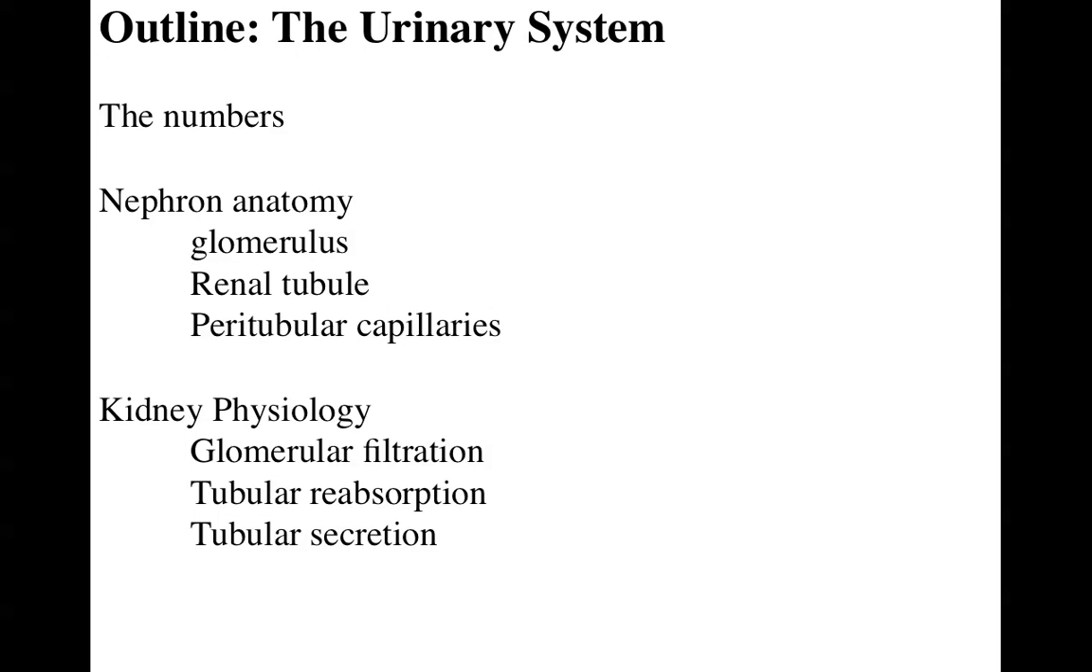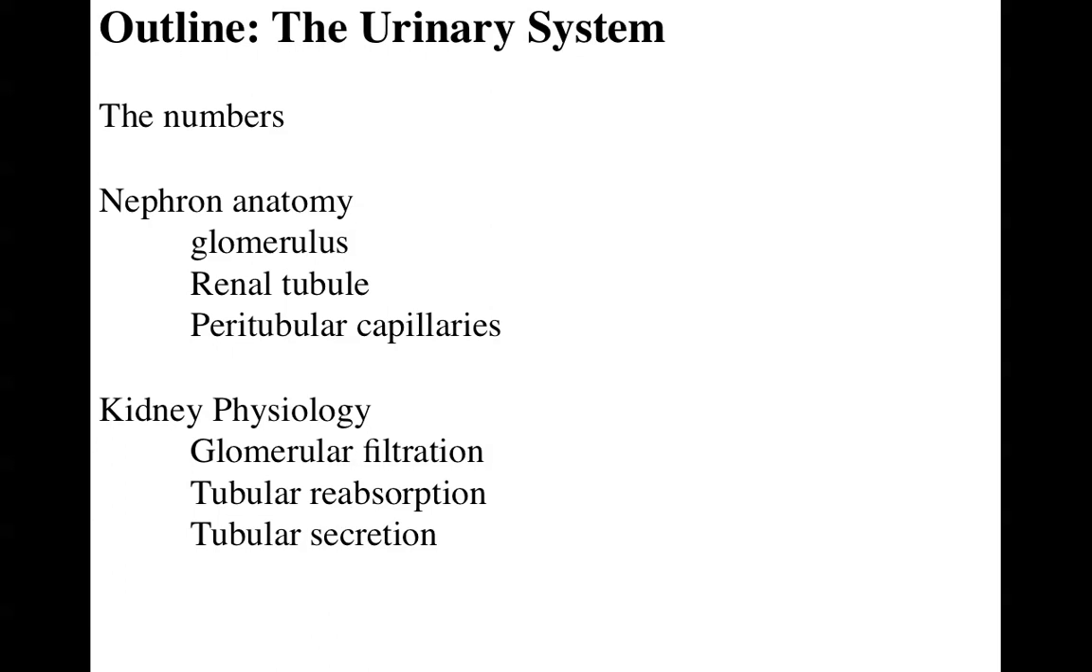This is sort of a cursory introduction to the urinary system. We'll talk about numbers, we'll talk about nephron anatomy, generally including the glomerulus, the renal tubule, the collecting ducts, and then we'll talk about the peritubular capillaries. We will actually not get to the general description of the kidney physiology today.